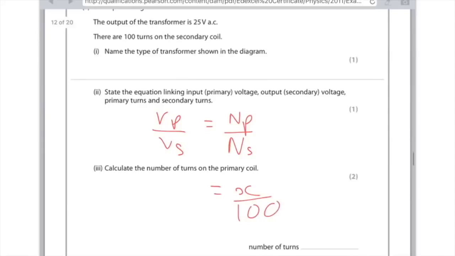And then on the output of the transformer, we've got 25 volts. So that's voltage on the secondary. And then if you scroll up, you'll see that the input voltage in the primary side is 230. And now you need to solve that for X. So just do 230 divided by 25 times it by 100. And you'll have 920 turns.